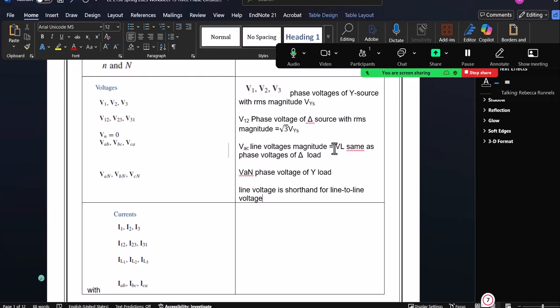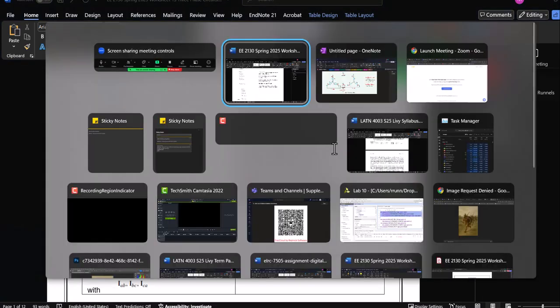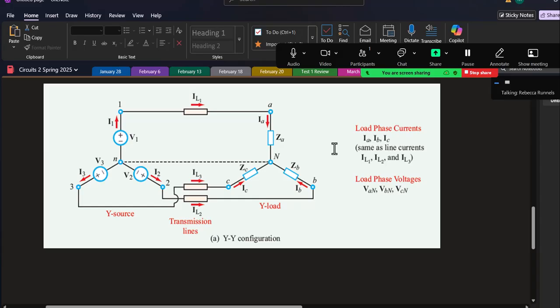So when we say line voltage, we mean transmission line pairs. What do I mean by transmission line? What is a transmission line? Like in one of these? The wires going from the Y to the Y and the delta to delta Y. Yeah. And you have associated line currents. So when I'm talking about the line voltages and line currents, I'm talking about these transmission lines.